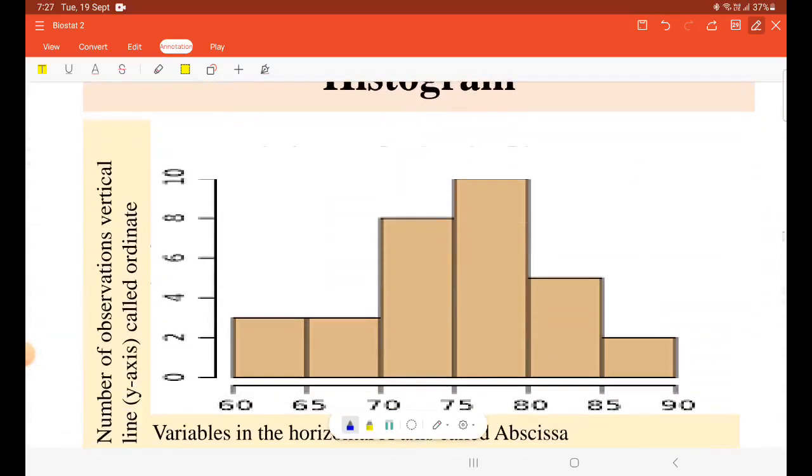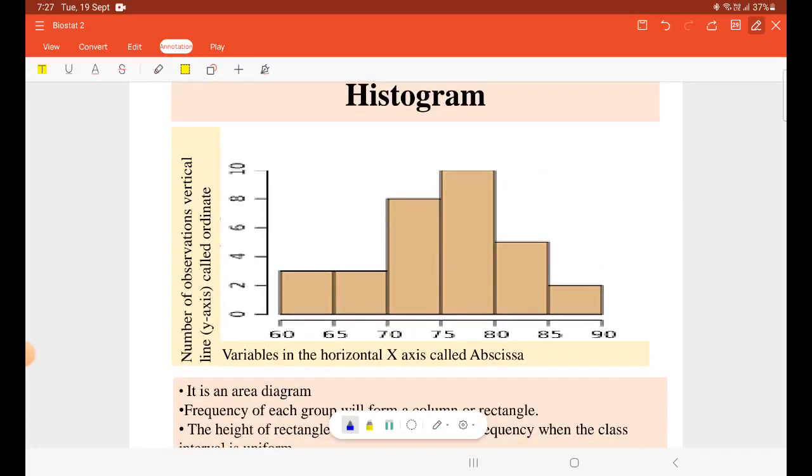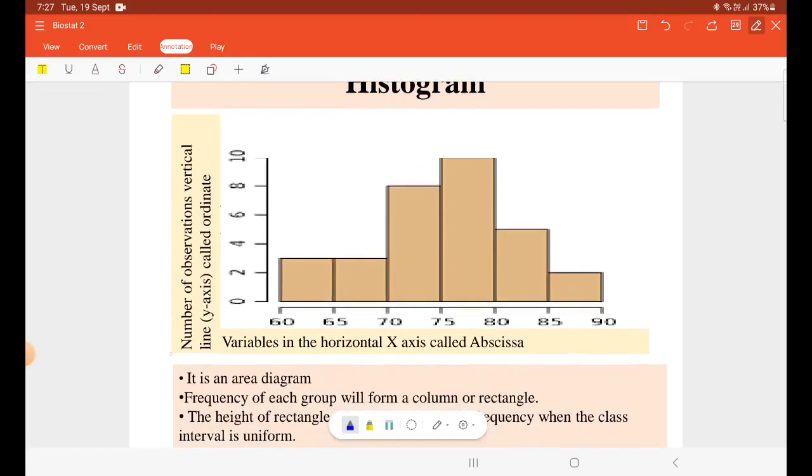Understanding histogram. See, this is a histogram. Okay. Things to be noted here. Say, number of observations in the vertical line and variables in the horizontal x-axis, also called abscissa. Okay, frequency interval you can see uniform: 60 to 65, 65 to 70, 70 to 75, 75 to 80, 80 to 85, 85 to 90.